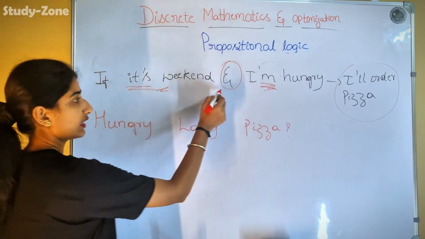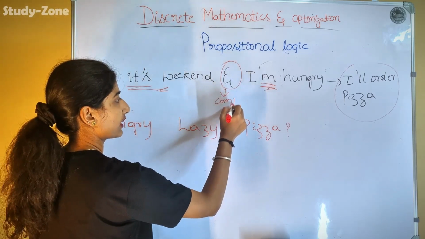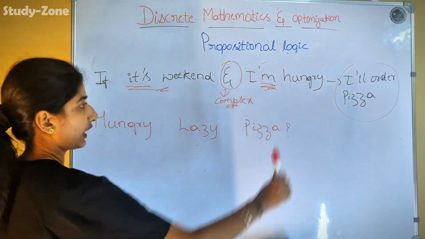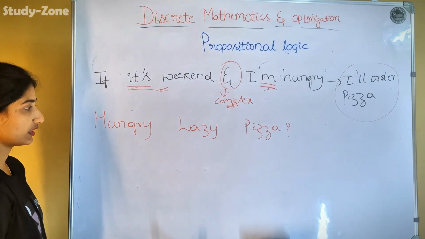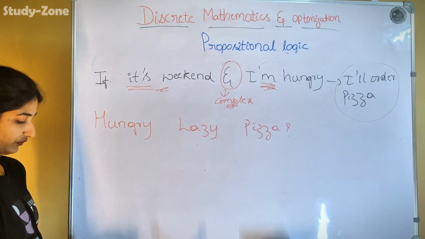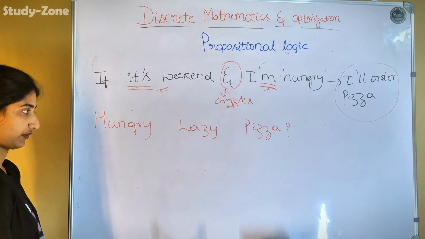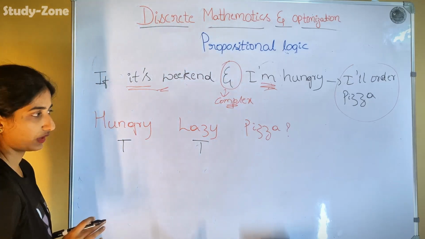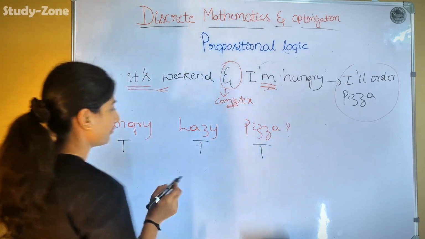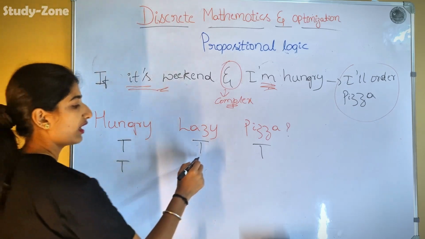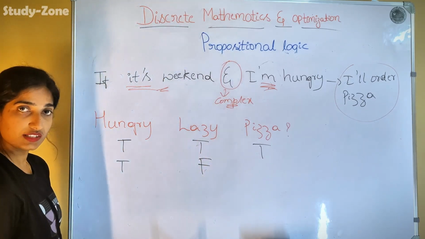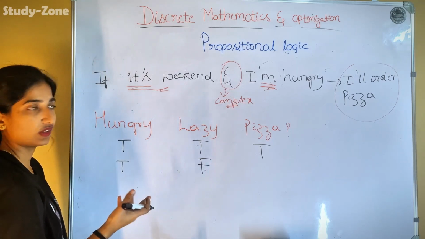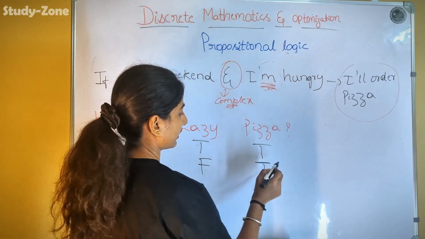So, there come the complex propositions, right? If both the statements are true, then only you can order the pizza. Okay, so let us take one truth table, that is, I am hungry. Okay, I am hungry, true. I am lazy, I will not cook today. Then what will happen? I will order the pizza. I am hungry, I am not lazy, but today it's weekend. So what will I do? I am not lazy, but only on weekend I can order pizza. So I will order the pizza.